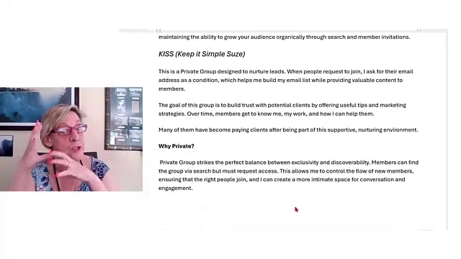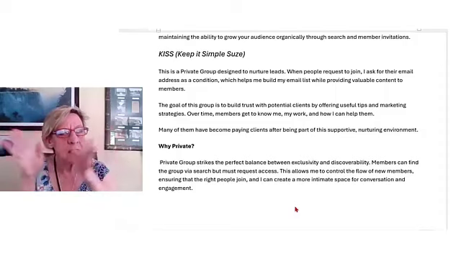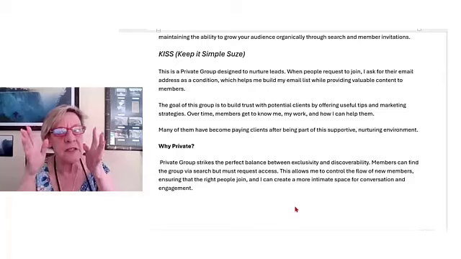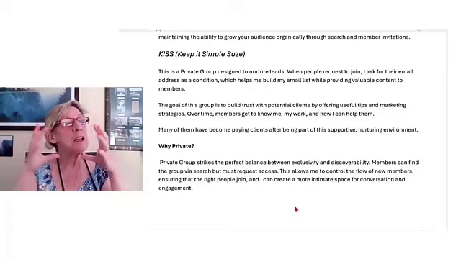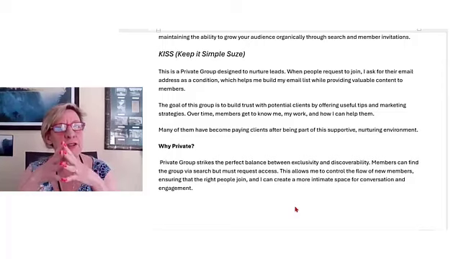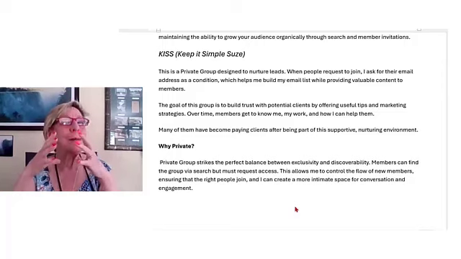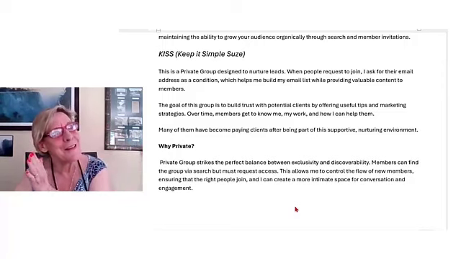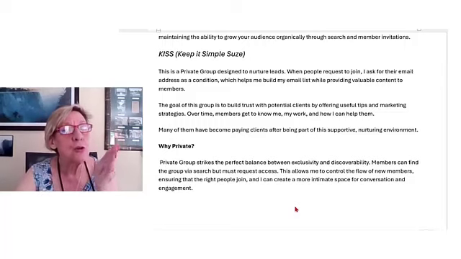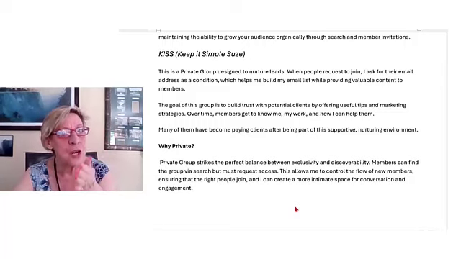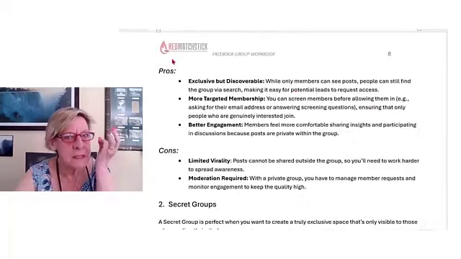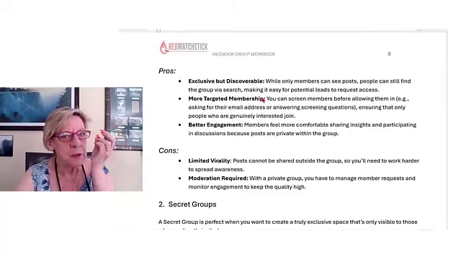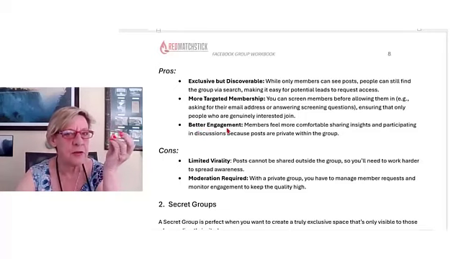This is now to help you choose which group is right for you. Private strikes the perfect balance between exclusivity and discoverability. People can search and find your group, but they have to ask to join, which means you can manage the quality of the people you are joining. The other lesson there is you can see who you are attracting. If you're not attracting your ideal customers, you know your content is not hitting that spot. It's exclusive but discoverable. It's for more targeted people, and it's fantastic for better engagement.